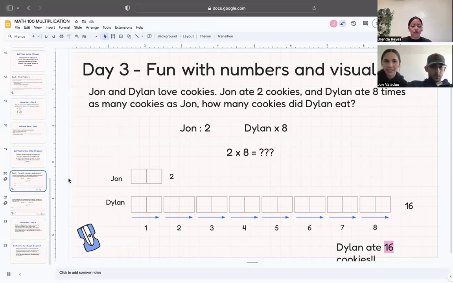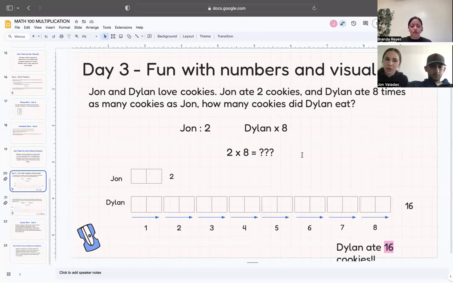So this one says, John and Dylan love cookies. John ate 2 cookies and Dylan ate 8 times as many cookies as John. How many cookies did Dylan eat? So right here we can see that John ate 2, Dylan ate 8 times as many.